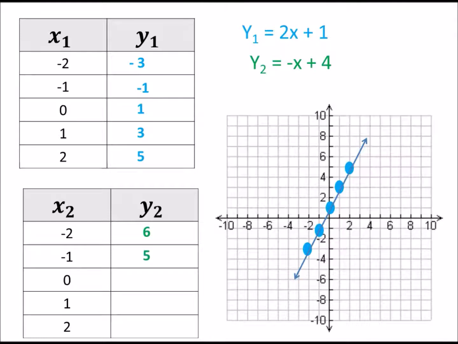Positive 1 plus 4 should give us 5. 0 times anything is 0. 0 plus 4 should give us 4. Positive 1 times negative 1 should give us negative 1. Plus 4 should give us 3. 2 times negative 1 should give us negative 2. Negative 2 plus 4 should give us 2. So again, now let's go ahead and plot that point, and it's going to go this direction.